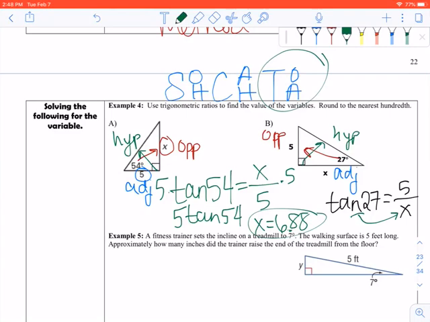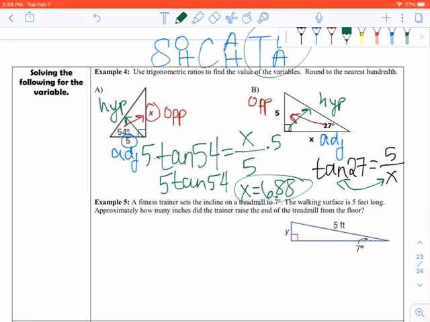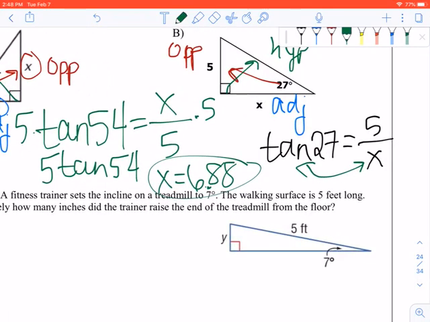So I'm going to switcheroo, switch where the x and the tan 27 are. I'm going to rewrite this a little lower. So x equals 5 divided by tan 27. In your calculator, you type in 5 divided by tan 27. I got 9.81.